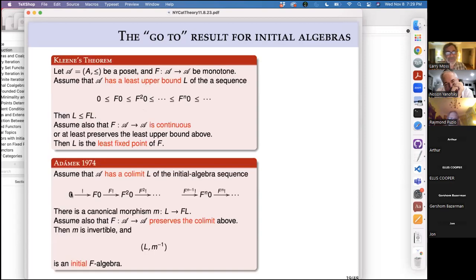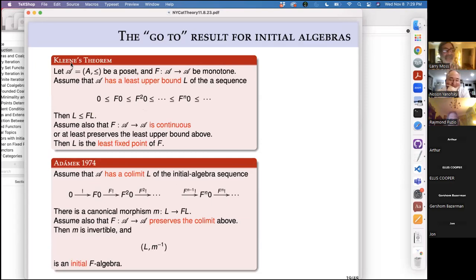What Adamek did was he looked at Kleene's theorem. Kleene was, so one time I had to tell you who my academic supervisor was. Kleene was my academic grandfather. And this is Kleene. Remind us, who is your thesis advisor? Yiannis Moschovakis. All right.